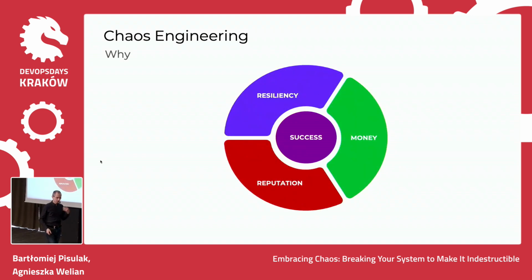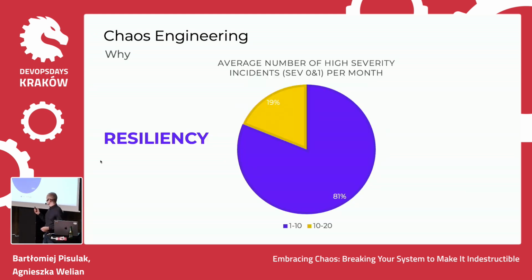So there are 3 things that we would like to talk about that actually affect the success of your organization. It's going to be about resiliency, about reputation, and about money. Since money talks, let's talk about money in the end. So let's start with the first one, resiliency.